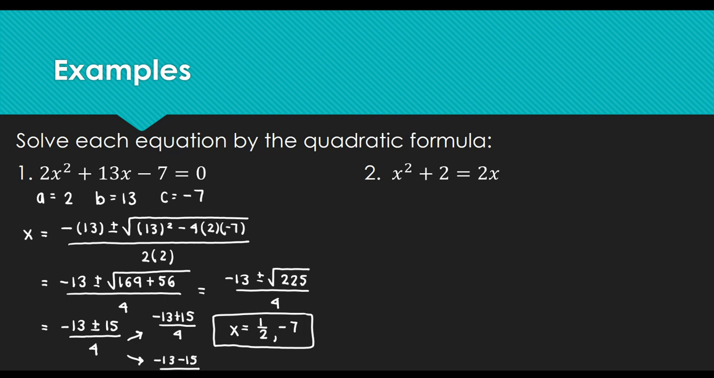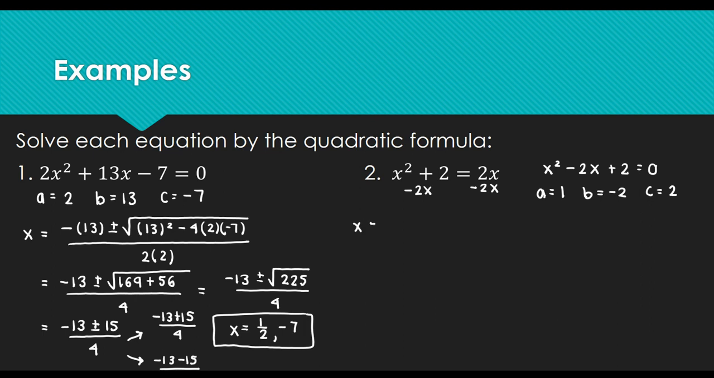In the next one, notice that it is not in general form, so I need to first get all the terms over to one side. So the easiest way to do that is just to move the terms from the right over to the left. So that gives us x squared minus 2x plus 2 equals 0. And now I can start identifying a, b, and c. So a is going to be 1, b is going to be -2, c is going to be +2.